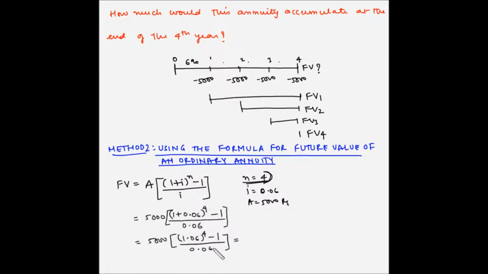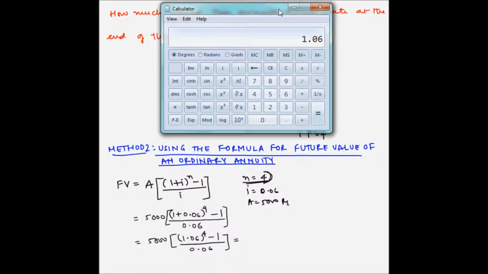So let's calculate this. 1.06 to the power 4 minus 1 divided by 0.06, and this multiplied by 5,000. So this is 21873.08 rupees. Now this is the same answer that we had gotten using method 1. Now let's move on to the third method.